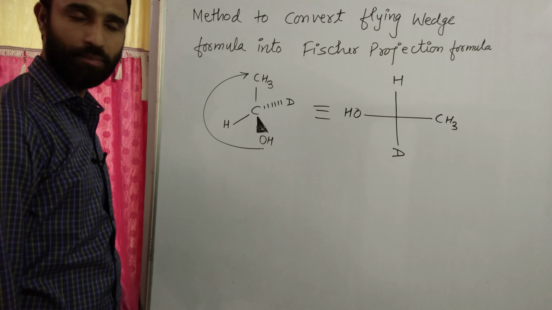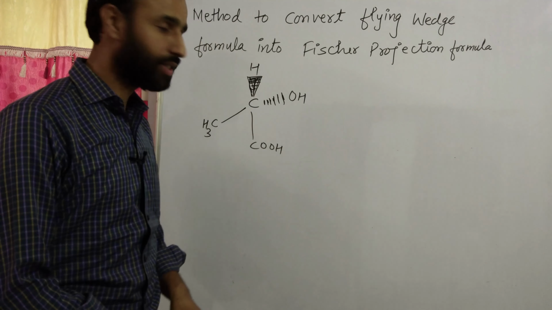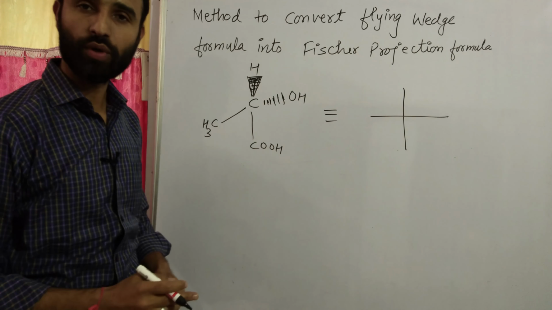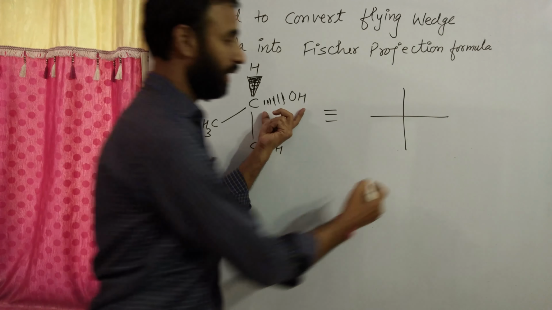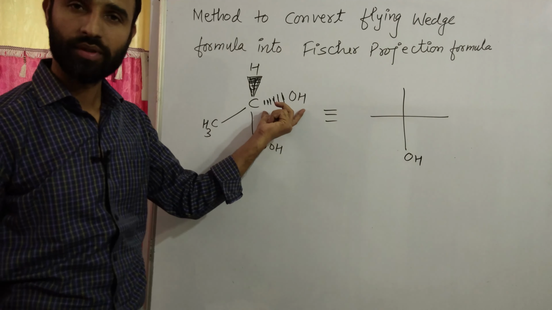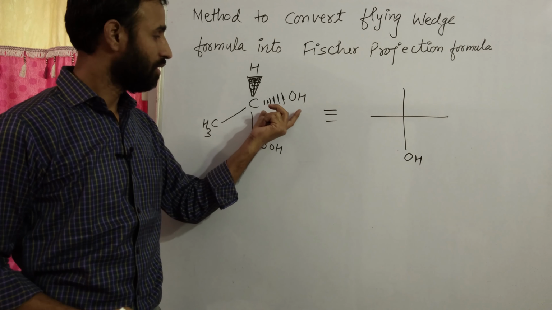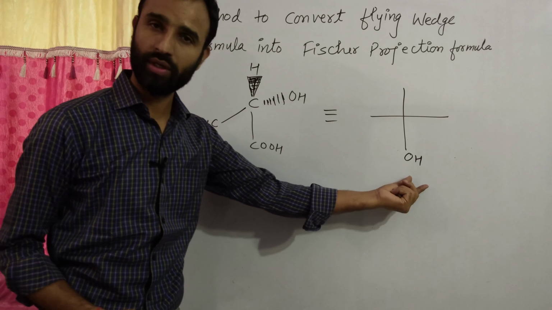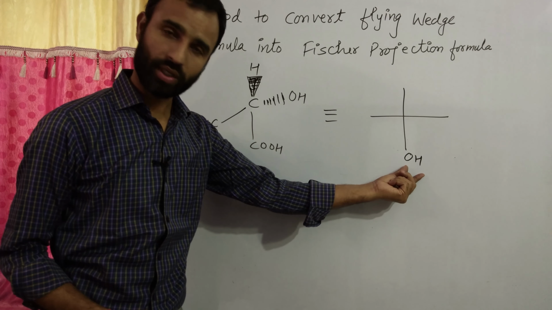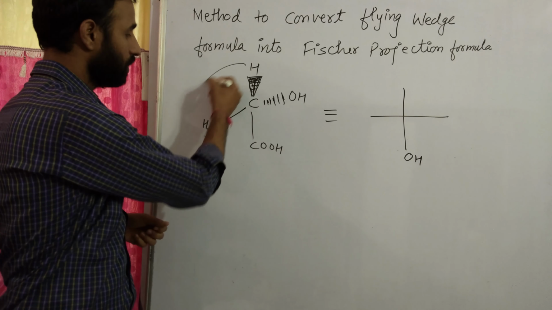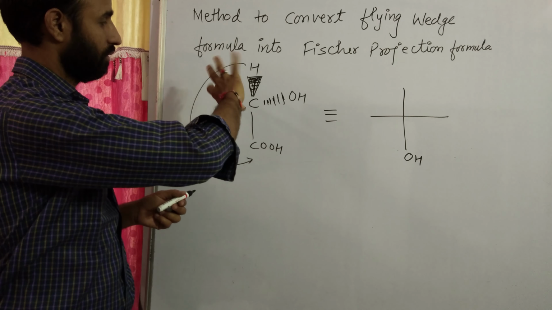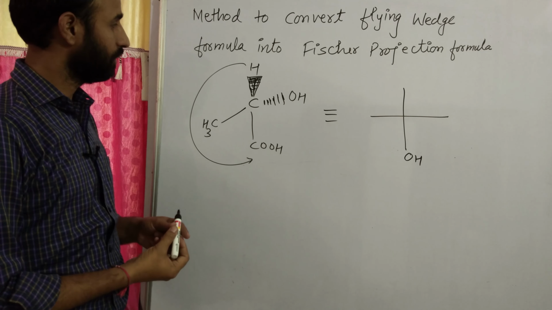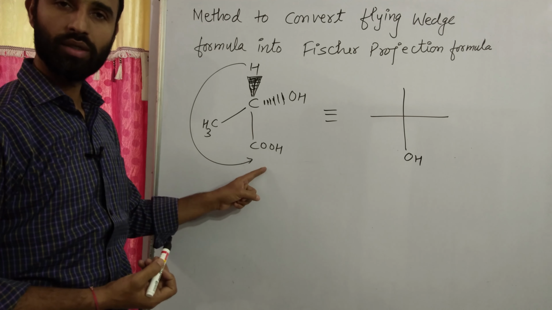Take one more example. In this case, when we draw its Fischer projection formula, OH should be at the bottom. As I said earlier, because OH is away from the observer, it is written at the bottom. Then follow the sequence: H, CH3, COOH.